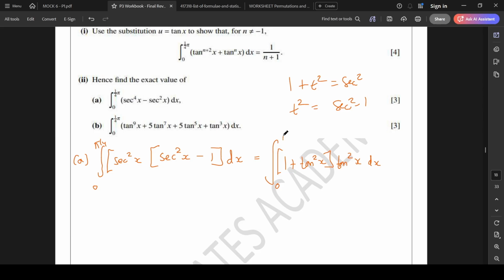Of course, don't forget the limit 0 to pi by 4. And if I continue integrating, this will be the same as writing 0 to pi by 4. And then I have to integrate 10 square and 10 to the power of 4. So now it is in the format as we wanted, that the power is having a difference of 2, and there is an addition between them.